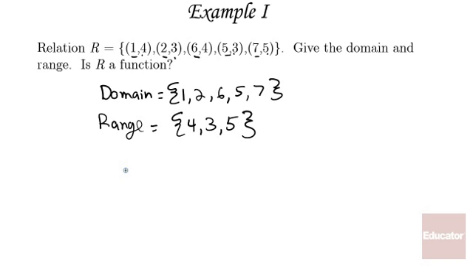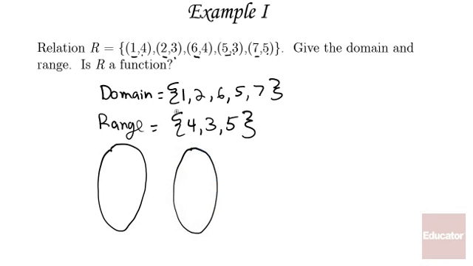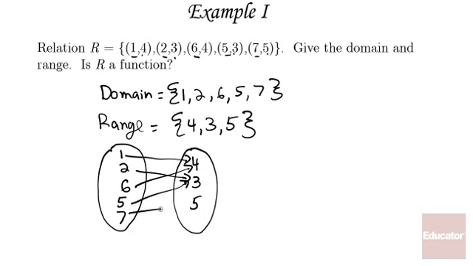Now, is R a function? Well, I can always use mapping to help me determine that. And I'm going to write down my members of the domain and my elements of the range. And then I'm going to use arrows to show the correspondence between each. So 1 is paired with 4, 2 is paired with 3, 6 is also paired with 4, 5 is paired with 3, and 7 is paired with 5.